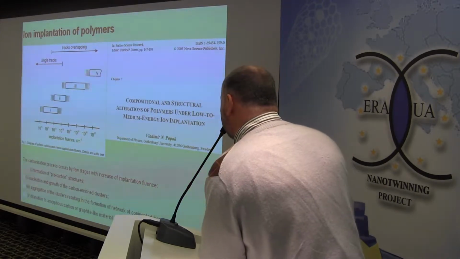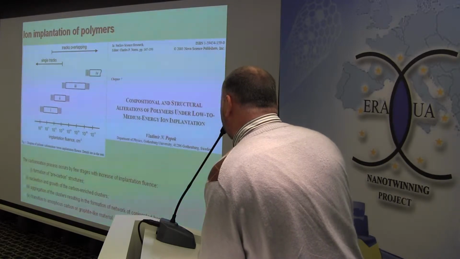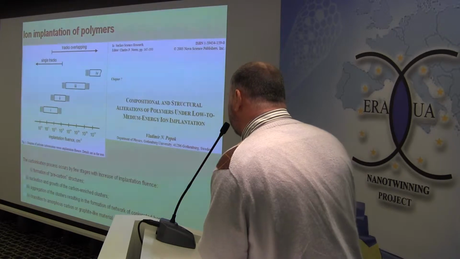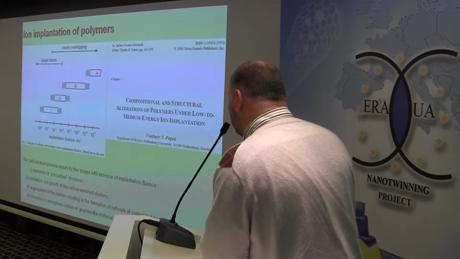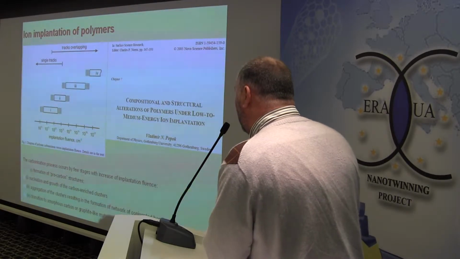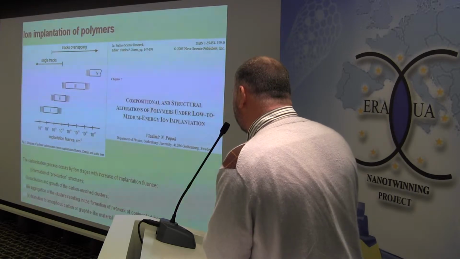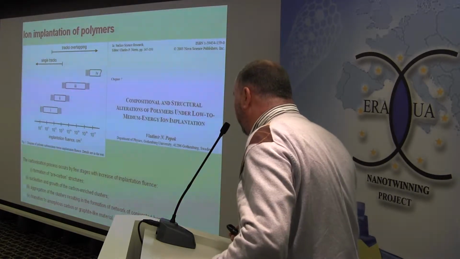As a model, it is shown that the carbonization process depends on implantation fluence, and as you can see here: the formation of precarbon structures, nucleation and growth of carbon-enriched clusters, aggregation of the clusters resulting in the formation of a network of conjugated bonds, and transition to amorphous carbon or graphite-like material.